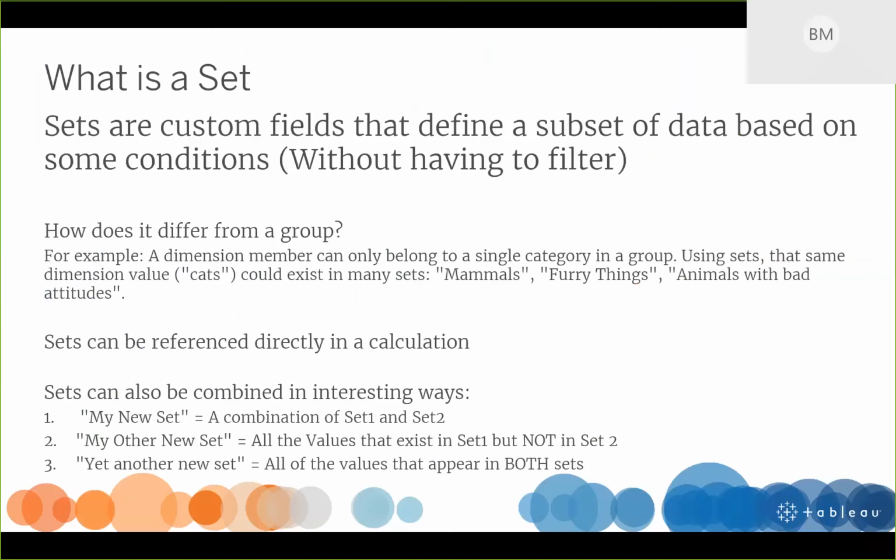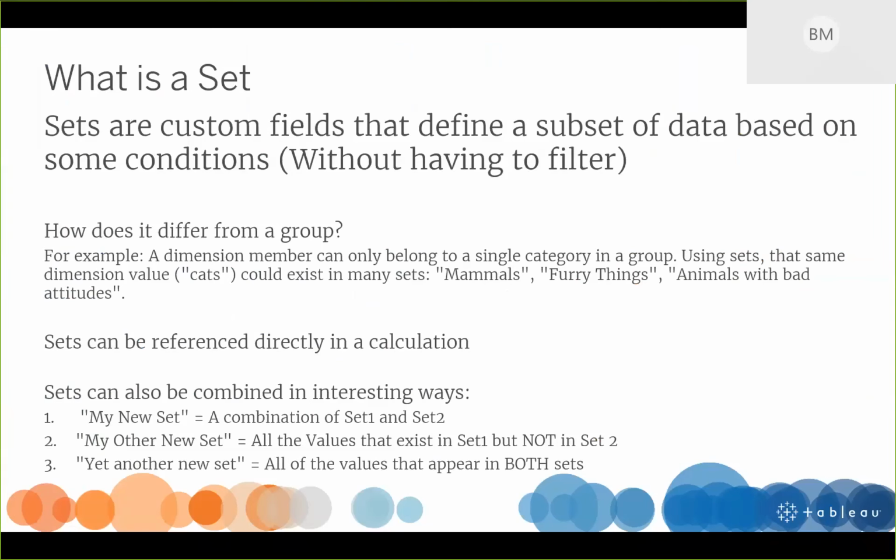And how do they really differ from a group is that dimension members can only really belong to a single category when it comes to a grouping within Tableau. So using sets, that same dimension, as an example, a cat or cats could exist in many sets. They could be in mammals, they could be in furry things, they could be in animals with bad attitudes. They could also exist across multiple dimensions as well.